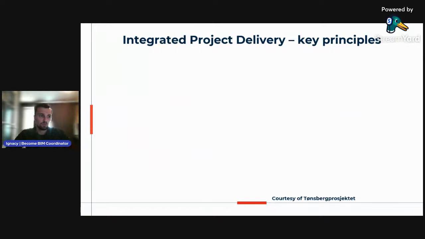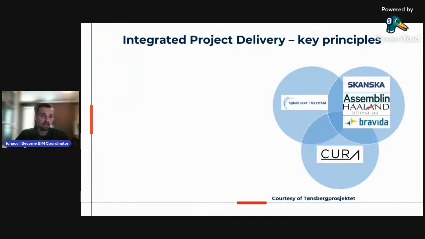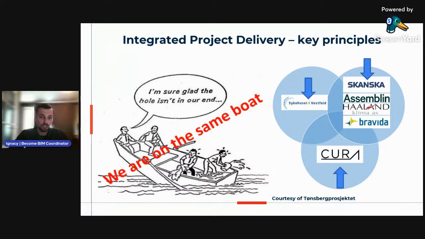So just to give you a quick overview, what is IPD, and how it's similar to Lean. IPD is a form of construction contract where the designer, client, and contractor, all three parties, are involved in the project from the very beginning of the design process until completion. On the Tonsberg project, the client was Sykehus i Vestfold, Skanska was the contractor, and the Cura Group was the designer. Cura Group was a joint venture of several different companies, and they are all key partners. They share the project's risks and rewards.